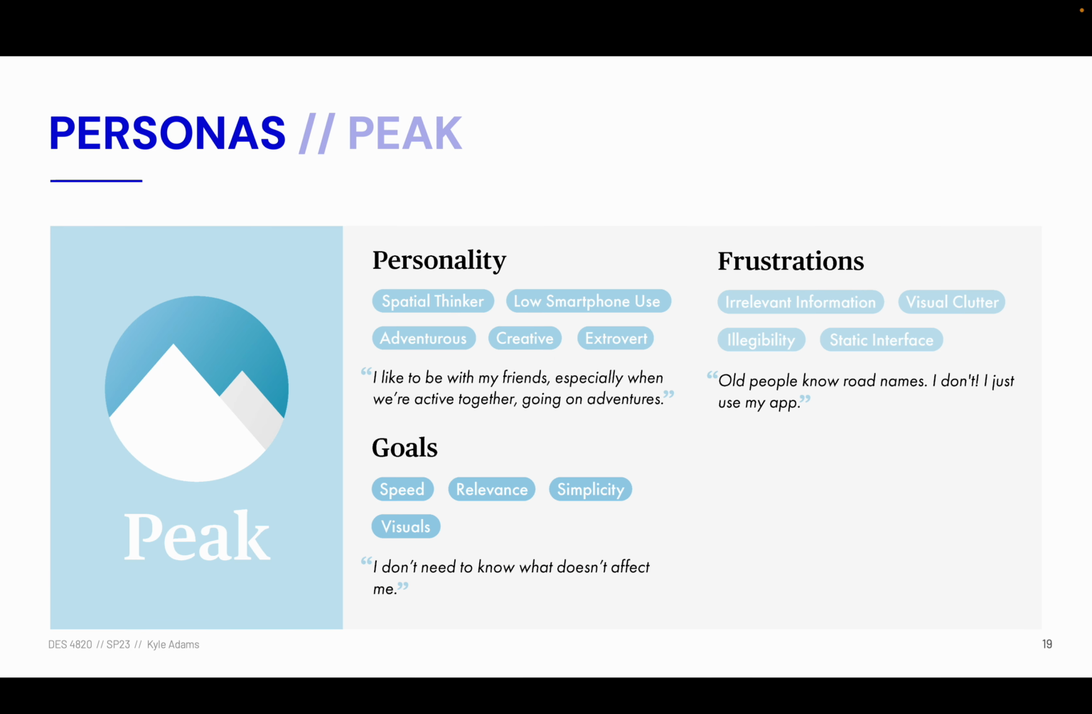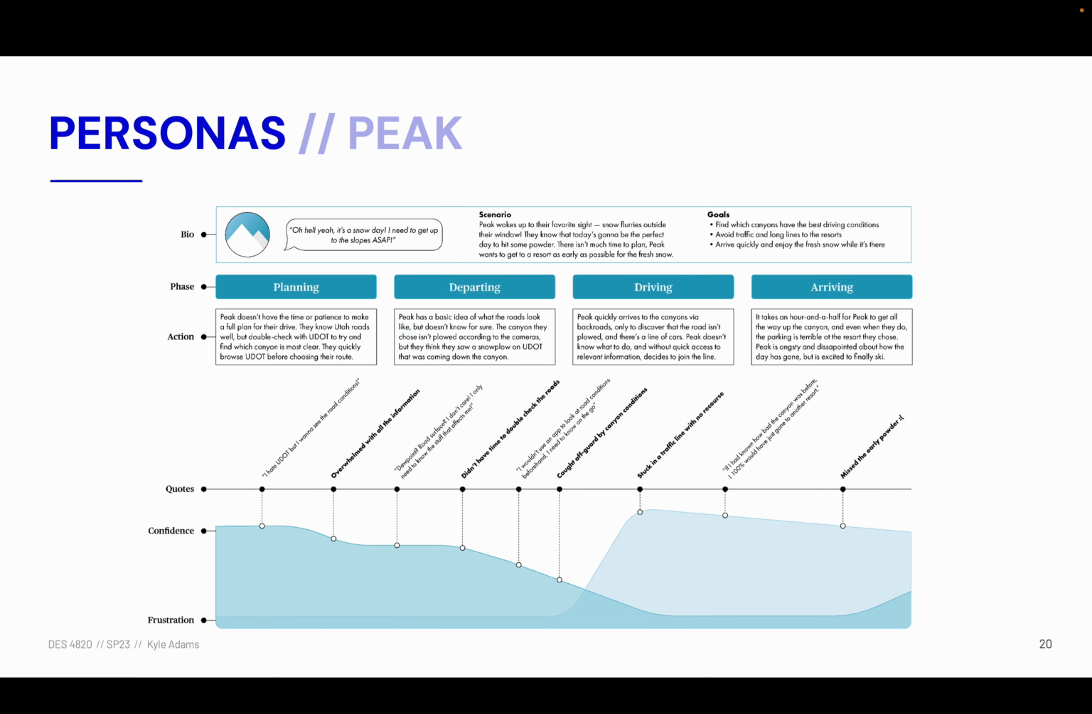Our other persona is named Peak. They aren't a planner, preferring to dive into life head first. They value speed and simplicity, wanting only the information that has a direct impact on their life. Here is Peak's journey map.